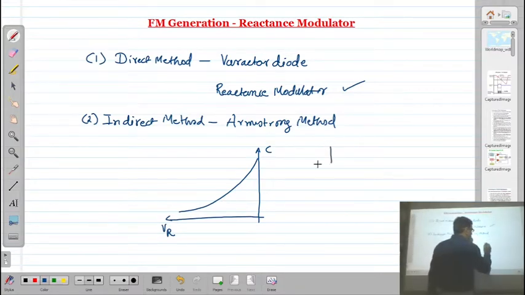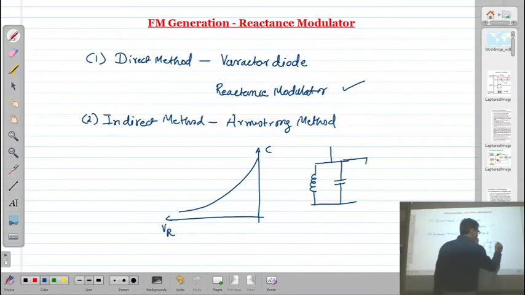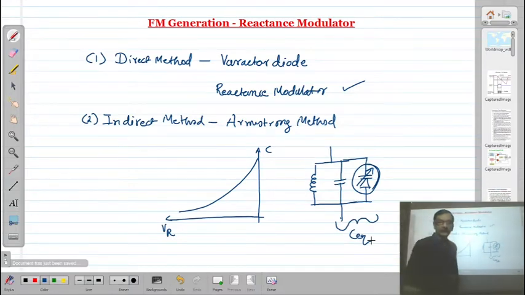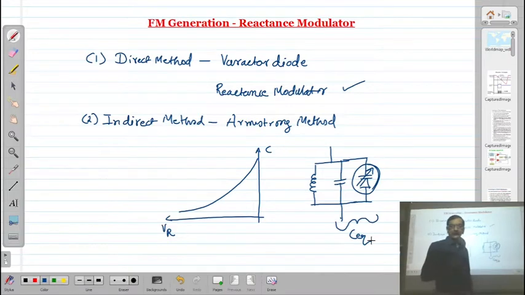Here, whatever the variable capacitor or varactor diode is, it will be a part of your tank circuit. Remember, some other connections will be there. But as I apply a reverse bias voltage, the value of this capacitance changes. So the effective capacitance of the tank circuit changes and the oscillating frequency will change. But what is a reactance modulator?